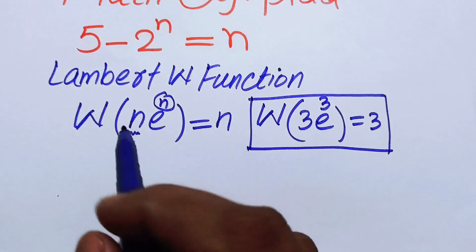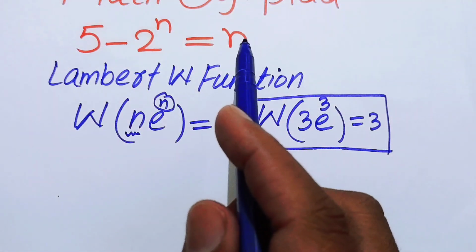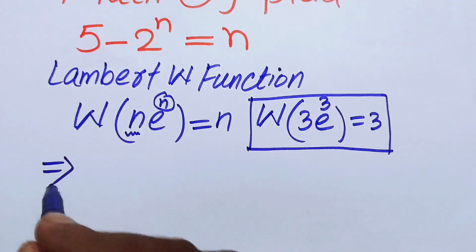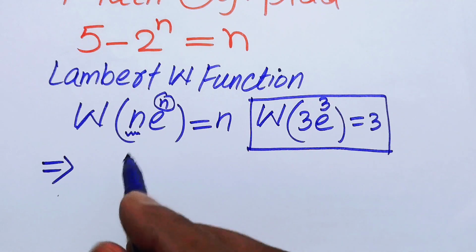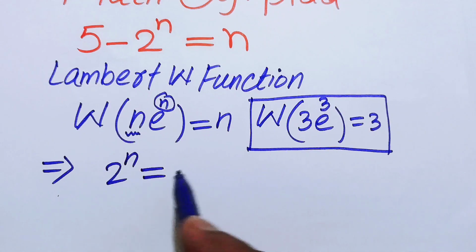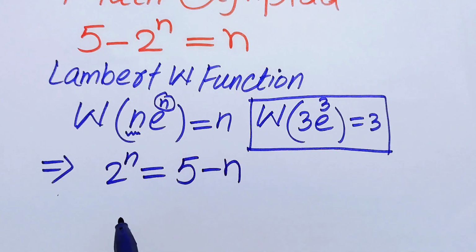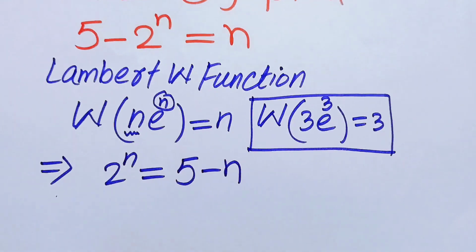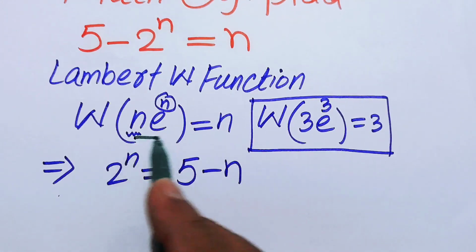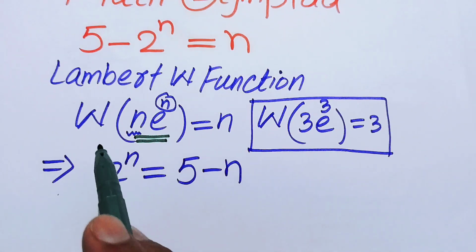The very first thing we are going to do is move this 2 to the power of n to the right hand side, and move this n to the left hand side. After this step we will get 2 to the power of n equals 5 minus n. Then we need to convert our given function into this form, because if you convert our given function to this form, then we can use the Lambert W function.